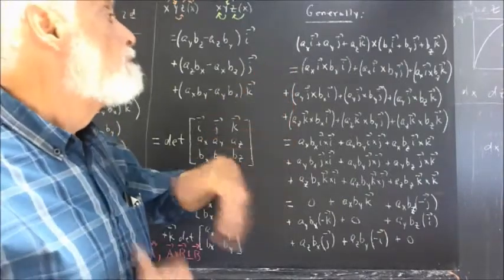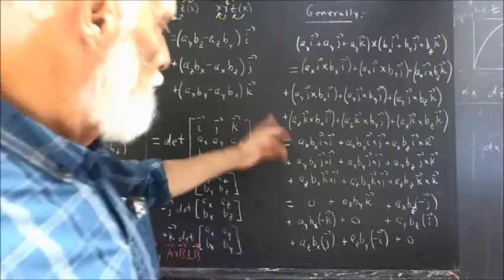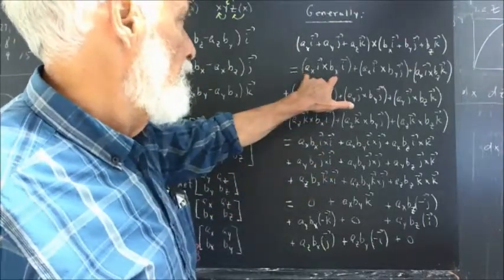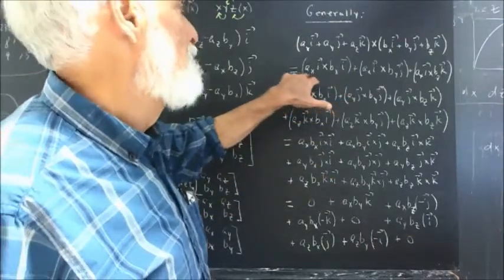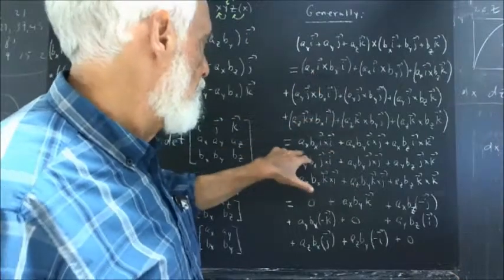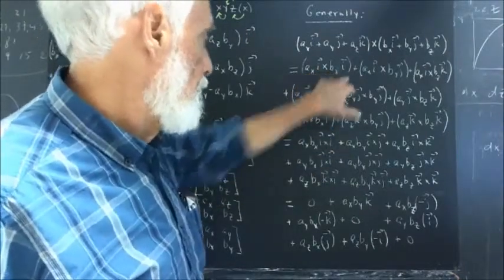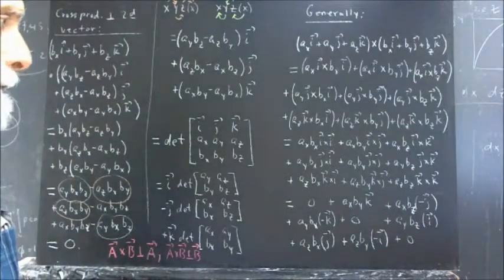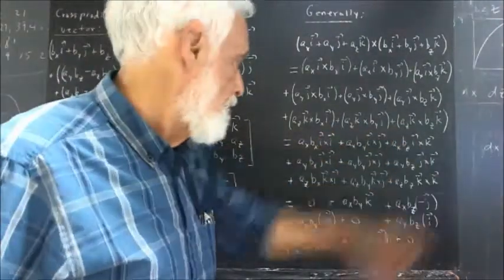When we simplify this, I've written the intermediate step here where I've just brought, in this case, the AX and the BX together here with the I cross I over here. Done the similar thing everywhere else, and I get this product.